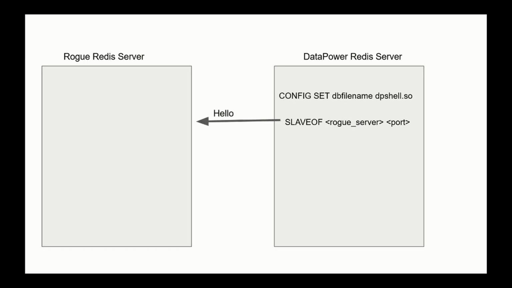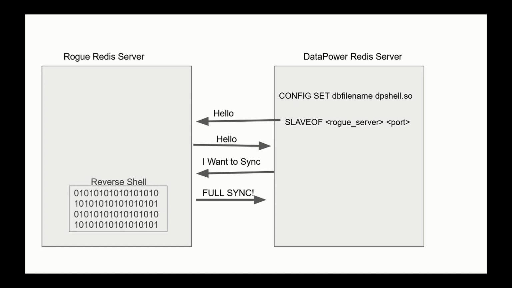Then we send a command to the server to make it a slave of the attacker-controlled Redis server. The DataPower Redis server sends a little hello message, and then the rogue Redis server says hello back, and then the DataPower says, I would like to synchronize my Redis database with yours. At this point, the rogue Redis server says, I want you to disregard everything that you have. I'm going to send you a full sync, which is the entire database that I want you to save the second you get it.